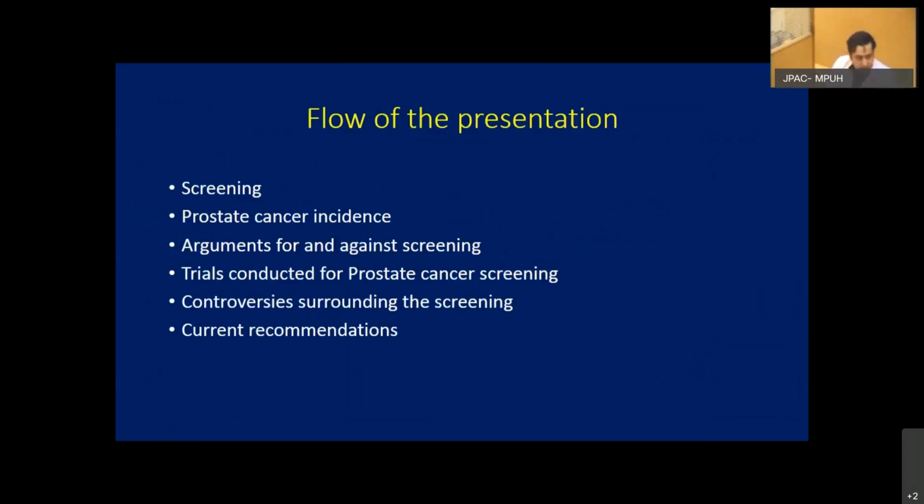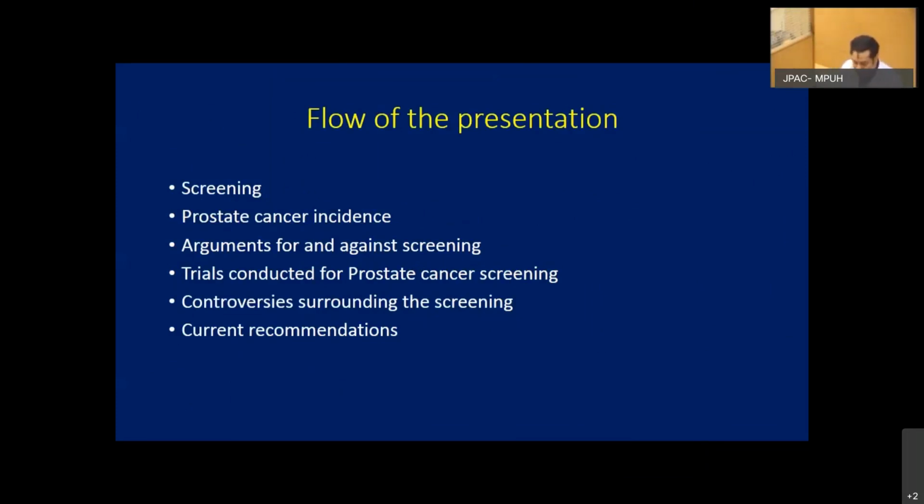Good morning, everybody. Today I'll be presenting on screening of prostate cancer. Now, we are all managing prostate cancers, but the screening part still has controversies, whether to screen or not to screen. So I'll be talking about the trials which led to screening of prostate cancer.